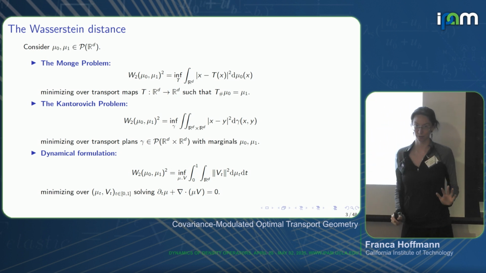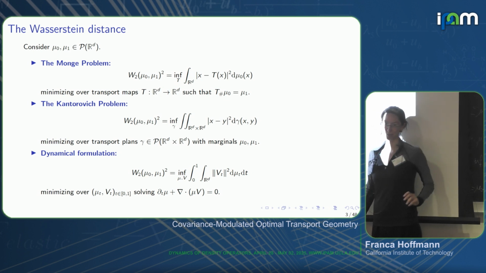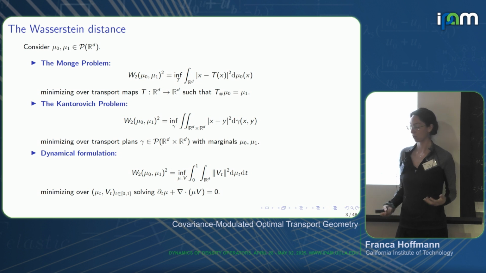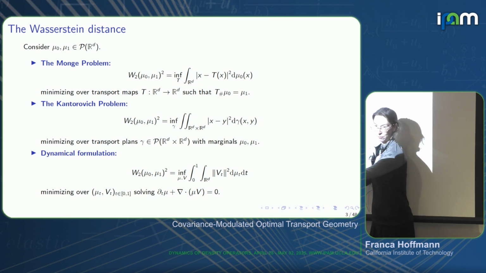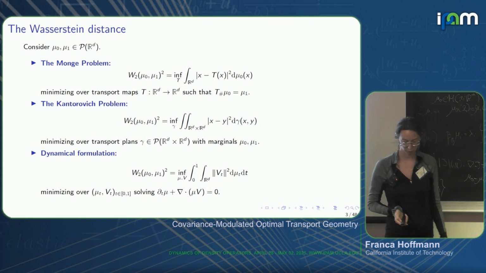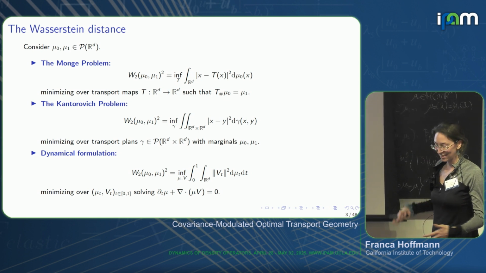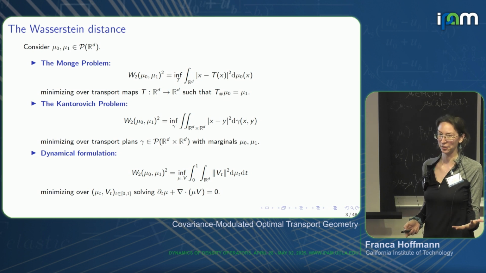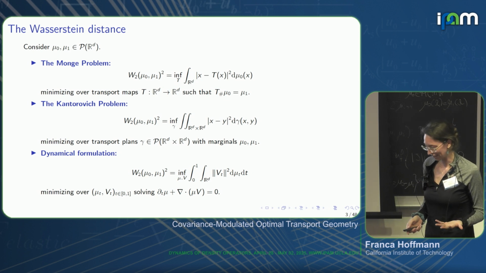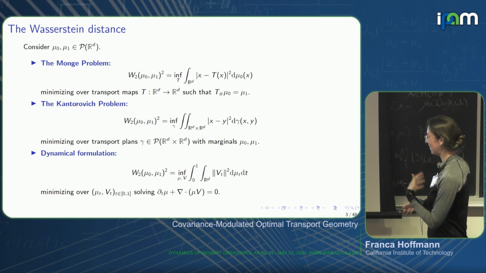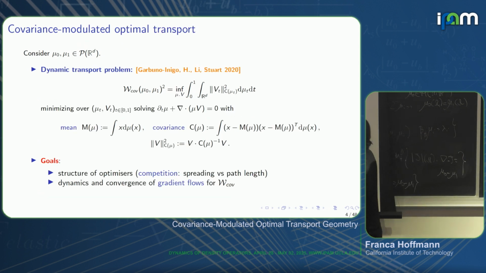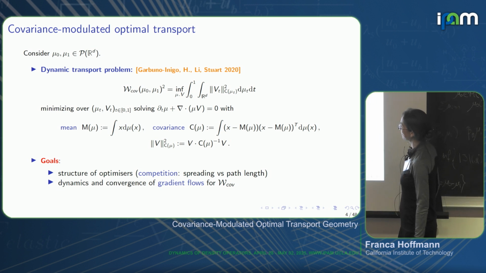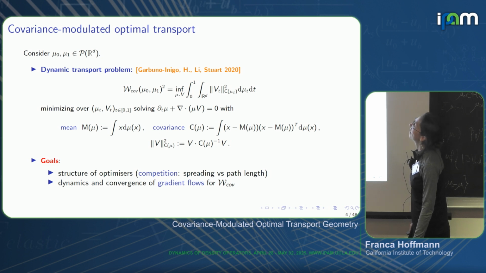So for the rest of this talk, I will be focusing on the dynamic formulation. And I will be looking at a generalization, in some sense, of the way that the dynamic formulation is posed here. Instead of trying to give you a long trailer, I will just jump straight in and tell you what the covariance-modulated optimal transport metric is, and then I will tell you what we know about it. So that's it. That's the covariance-modulated optimal transport distance.